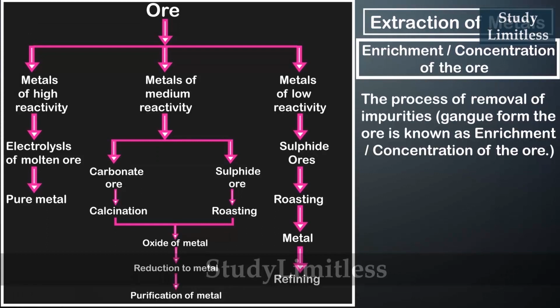Then the metals of low reactivity. In this, for the sulfide ore, the process is roasting. From roasting, what you get is the metal. And finally, you have to refine it and you have the metal in your hand. Now let's discuss the process for each and every class of element according to its reactivity in detail.